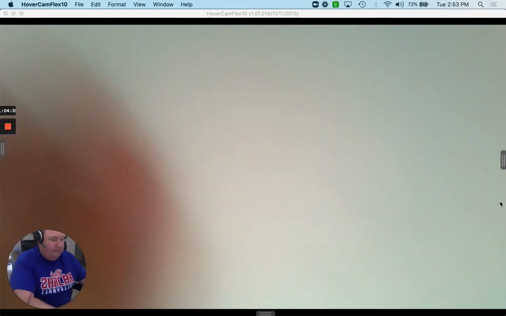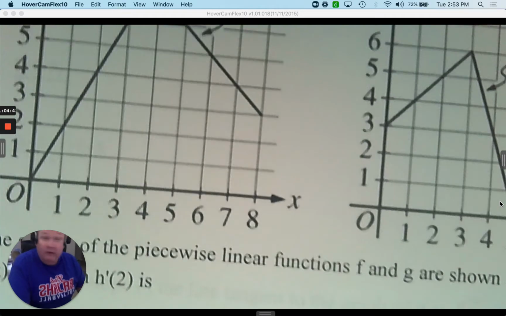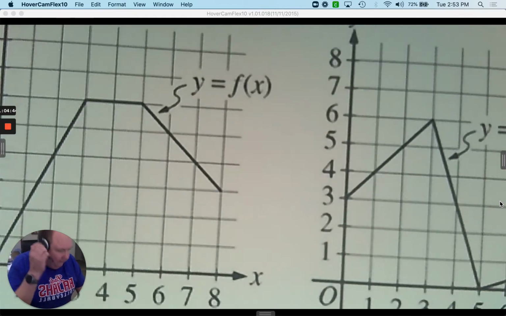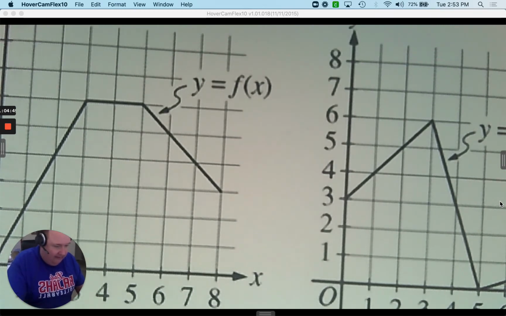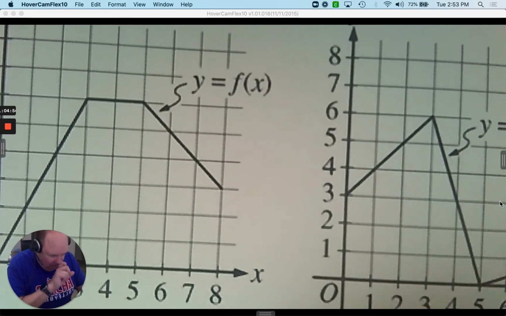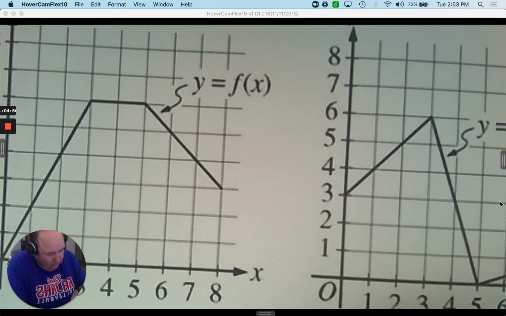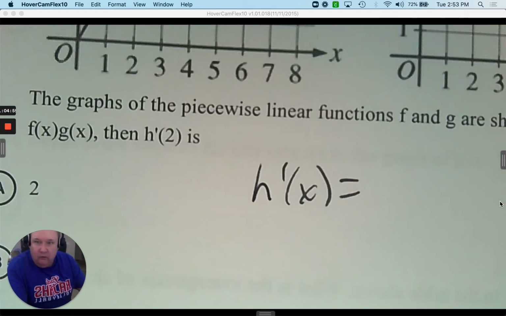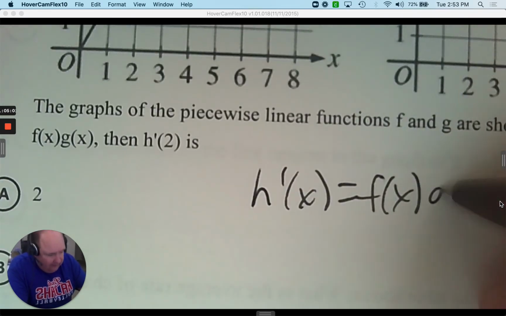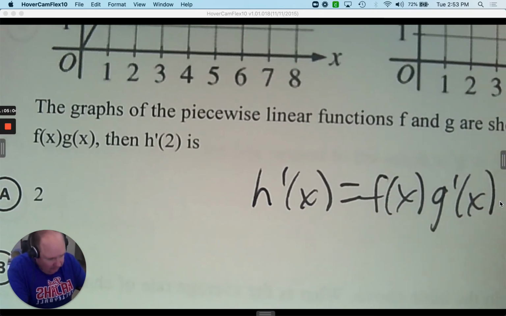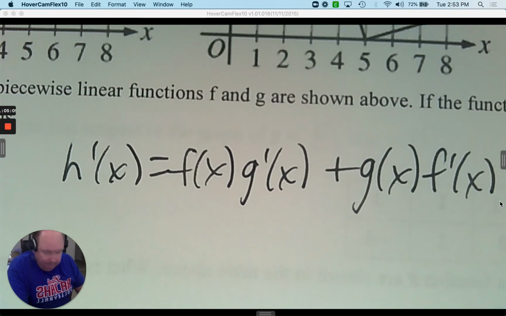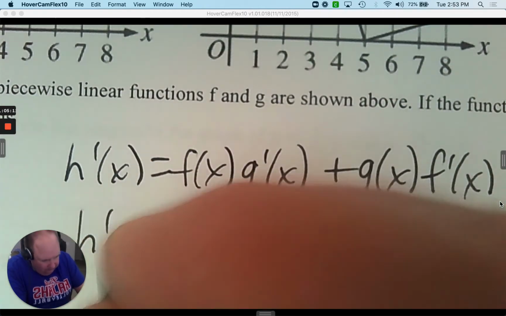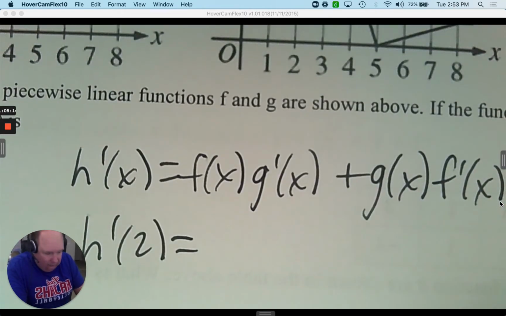Number 43. In number 43, you're given two graphs. The graphs of these piecewise functions f and g are shown above. If the function is defined as f at x times g at x, find the derivative. Okay, so again we need to do the product rule. So the product rule would be the first times the derivative of the second plus the second times the derivative of the first. We're going to plug in the value 2 and then find the different values at 2 only.